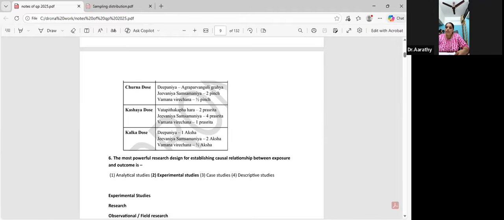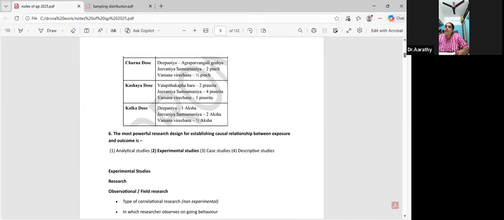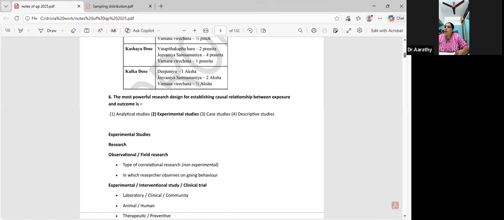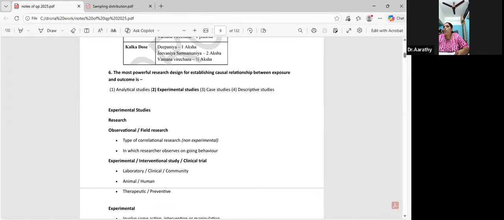Okay. Coming to the 6th question, the most powerful research design for establishing causal relationship between exposure and outcome. So, to establish a causal relationship, which means you're establishing something, which means you are very sure about it, right? Make sure you need proof, right? So here the question is, you're establishing a causal relationship.